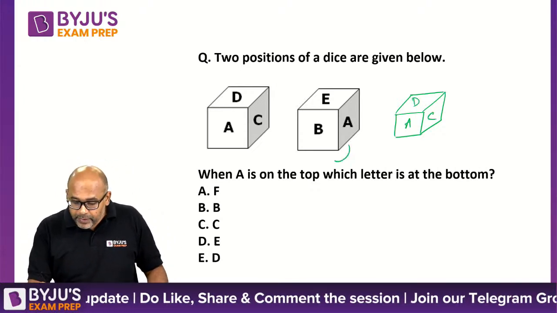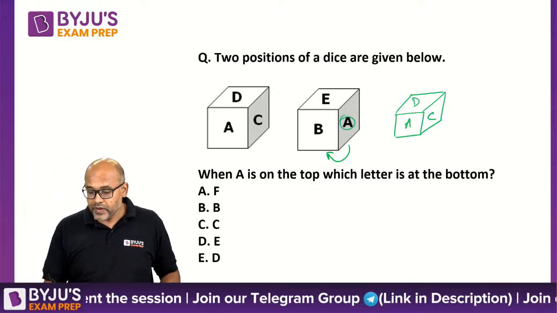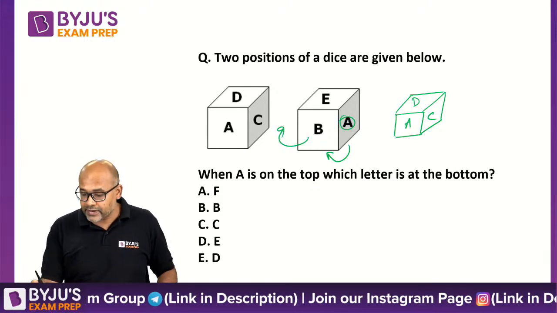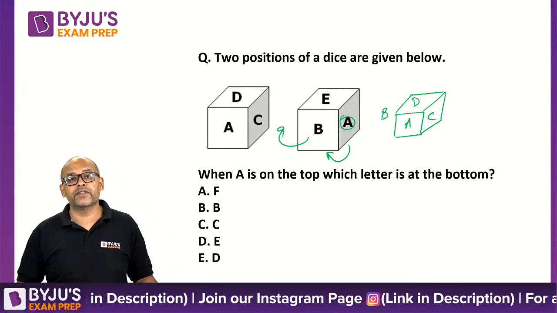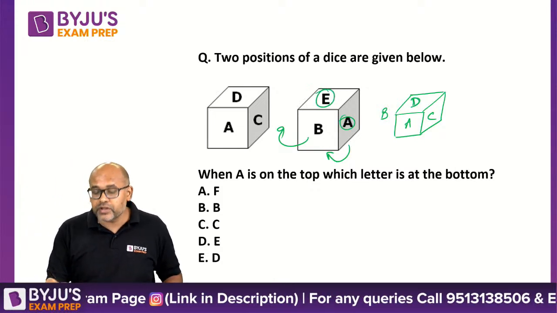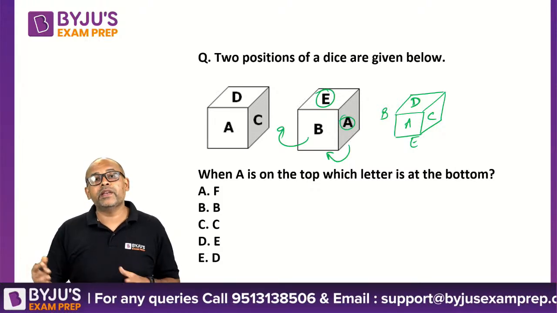If I rotate my A to the left, then A will come to the front. When this A is coming to the front, my B will be going to the back, which means my B is to the left side. And if you notice, already D is at the top. So where should this E go? E should be going at the bottom. So A, B, C, D, E.